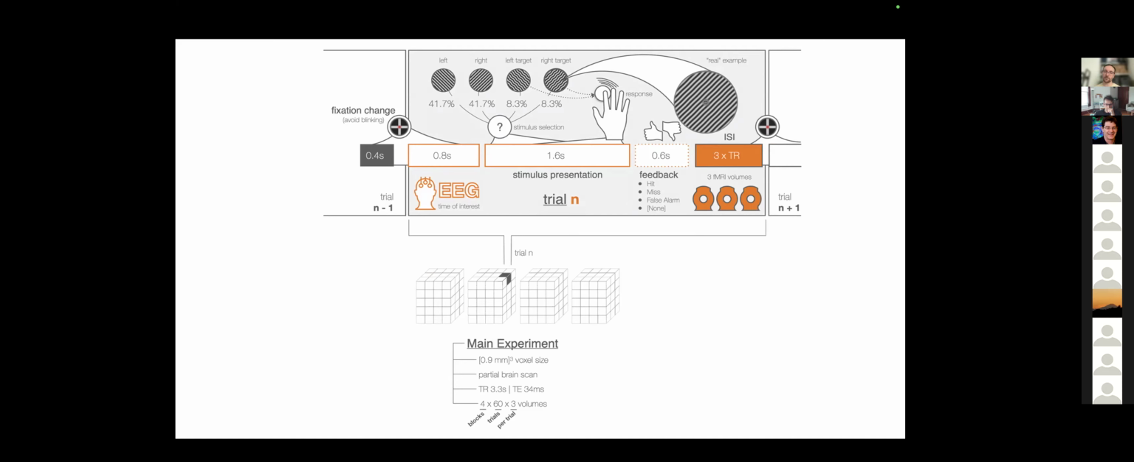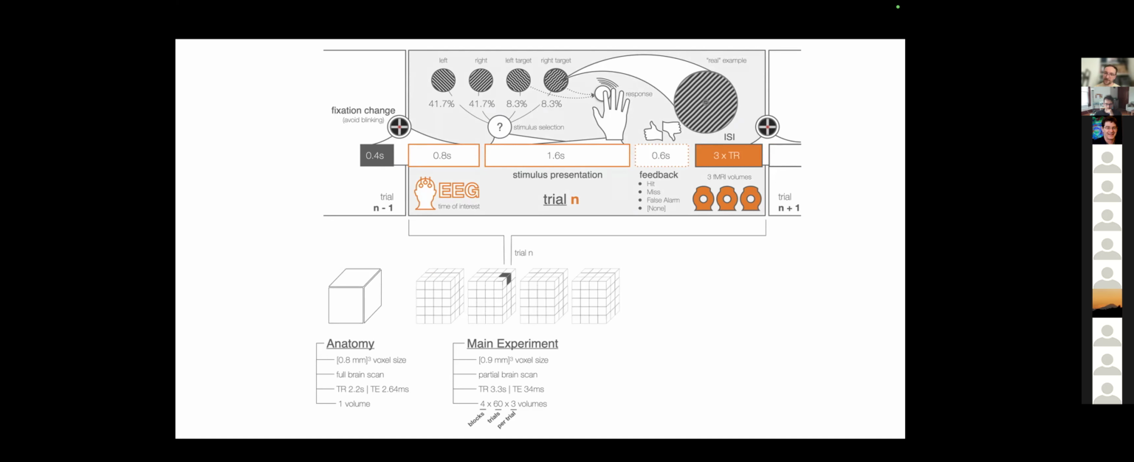In each block, there would be 60 trials, and all things considered, there would be 4 experimental blocks. And we would record 3 volumes per trial. So everything combined, it would be 4 times 60 times 3 volumes that would be recorded for a single participant. Before that, we have a high resolution anatomical scan of 0.8 millimeters.